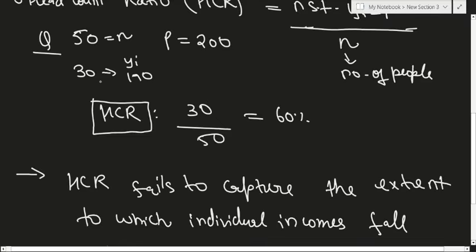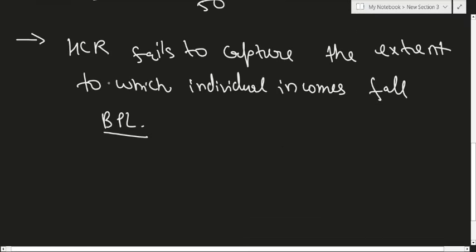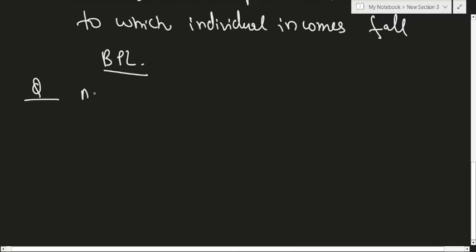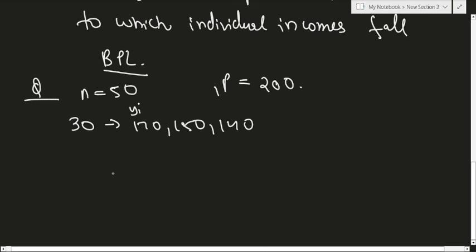let us take another example. Let us say, for example, n is 50, and for 30 people, we have incomes such as someone is earning 170, 150, 140, and the poverty line is defined 200 again. Okay, so HCR would be again 60%, because 30 people have incomes below the poverty line of 200, but we are not able to make any contrast or analysis about the extent by which incomes of below poverty line people diverge from the poverty line.